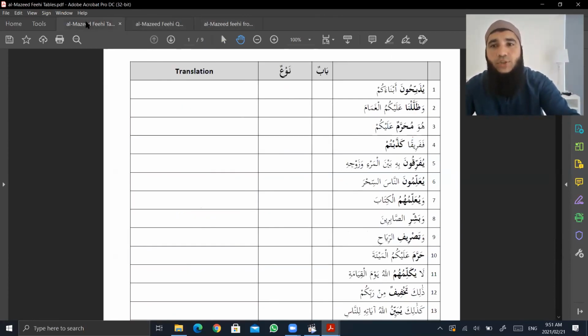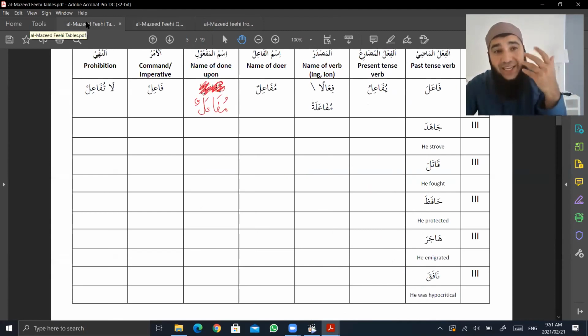For now, I just want you to revise the actual saying of the scale and then complete these other words: jahada, qatala, hafada, hajara, and nafaqa.